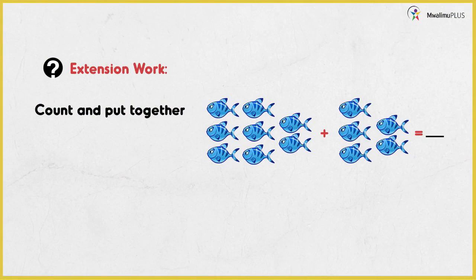In the last activity, this one is extension work, meaning you're going to do it alone wherever you are at home. Good. Count and put together. Those are fish. Remember, a fish lives in water. Count the first group of fish, count the second group of fish, put them all together, then count the whole group. After counting the whole group, you're going to get the correct answer.